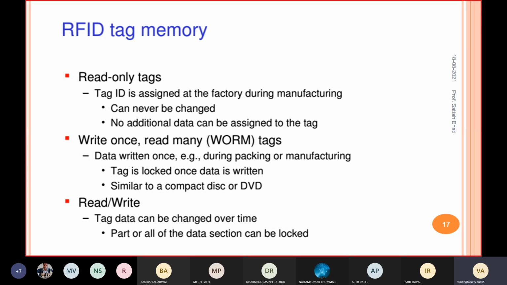Then read write: this tag can be changed over time whenever you want to change it. Part or all of the data section can be locked. So you have the facility that some data you keep as it is, and some data you can change. Whatever data you want to keep as it is, you can lock. So this is about RFID tags, and this categorization is based on the memory, or you can also call it based on the readability of your tag.